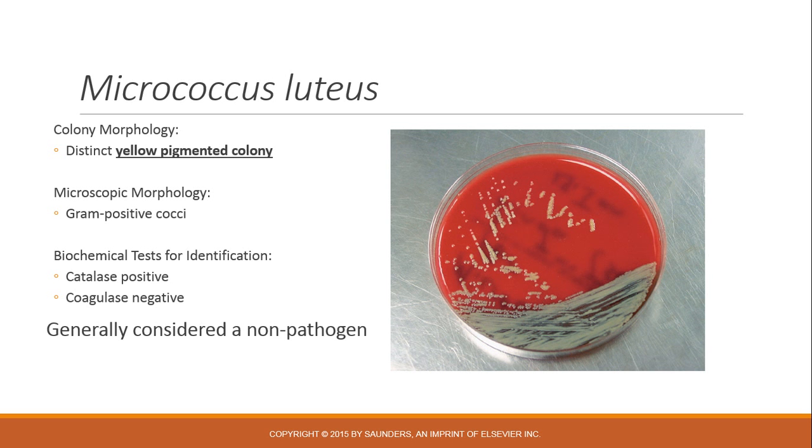The microscopic morphology, just like Staph, is gram-positive cocci. Everything we're talking about today is gram-positive cocci. The test that we use to identify this organism is the catalase test, and then you might do the coagulase test. So the catalase will be positive, and the coagulase, if you do it, will be negative.